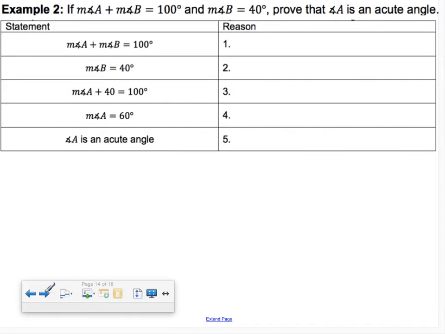Now, sometimes I'm going to throw in geometric equations that are influenced by algebra. So, if the measure of angle A plus the measure of angle B equals 100 degrees, and the measure of angle B is 40, prove that angle A is an acute angle. Generally, the first one is given. Measure of angle B is 40. Actually, that was given to us as well, so that's actually given. So given can appear later in the proof, multiple times.